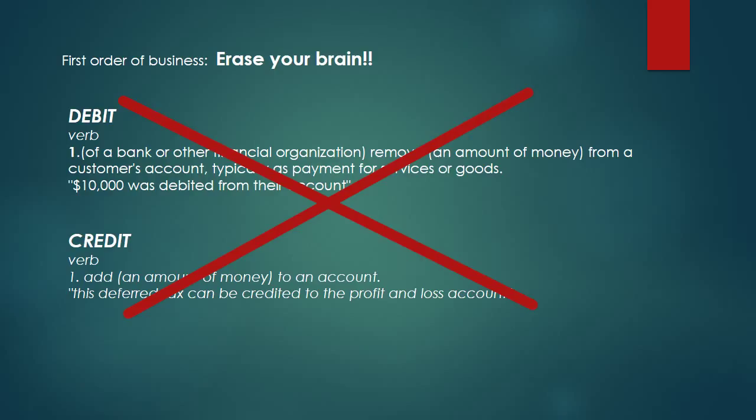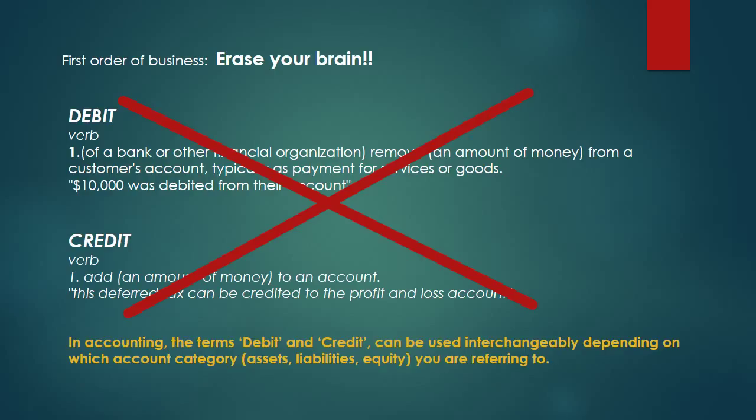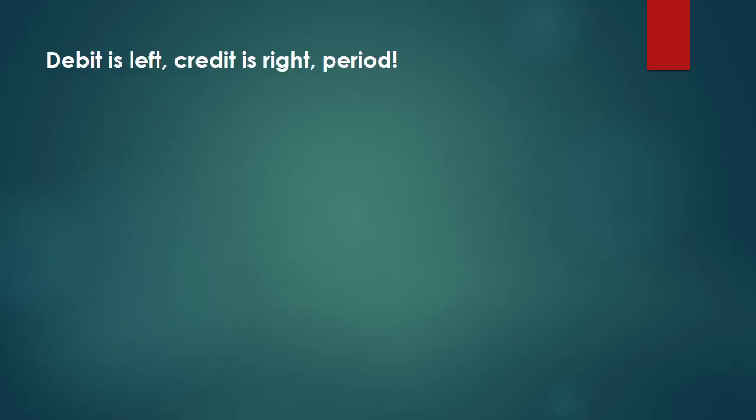All you need to know about the word debit and credit is that they can be used interchangeably depending on the account category, be it assets, liabilities, and equity. What's important about the words debit and credit is what I'm going to show you on the next slide, and that debit is left and credit is right, period. Now let me give you some examples.